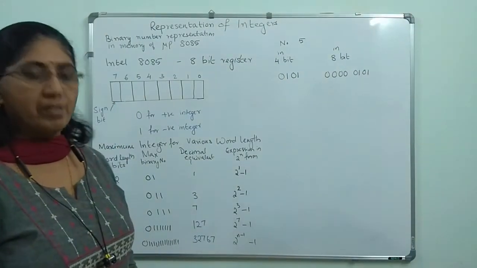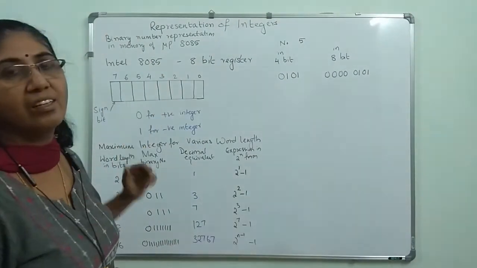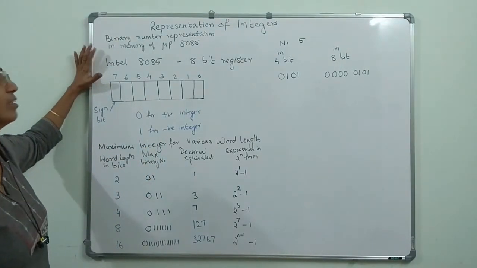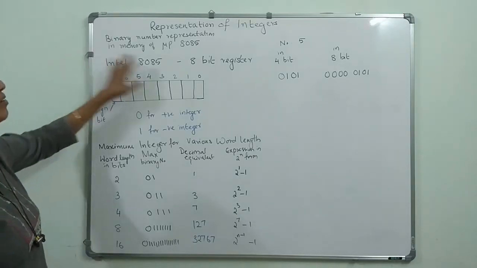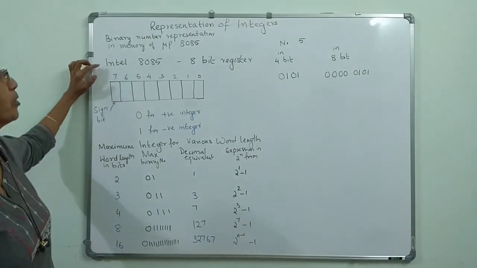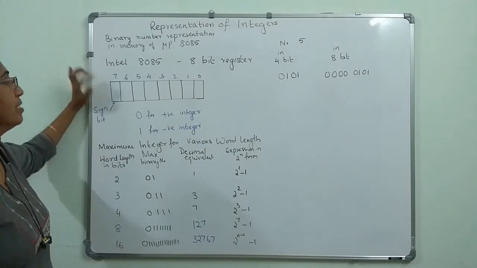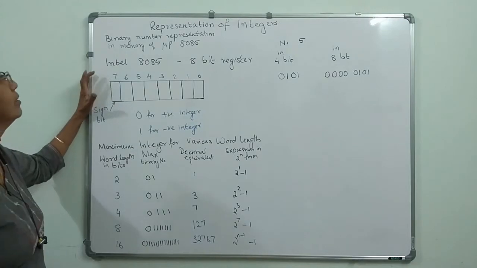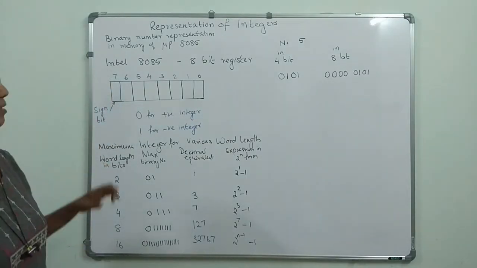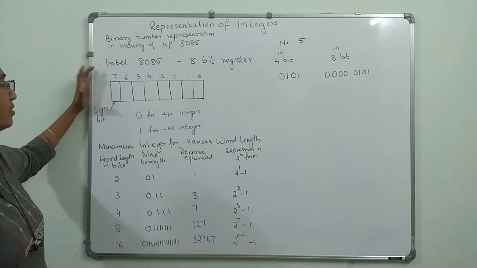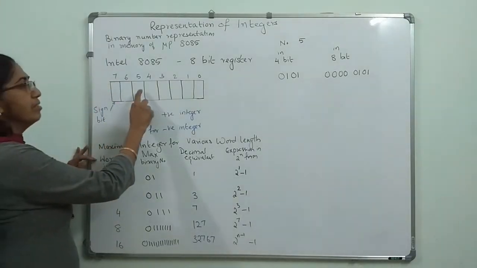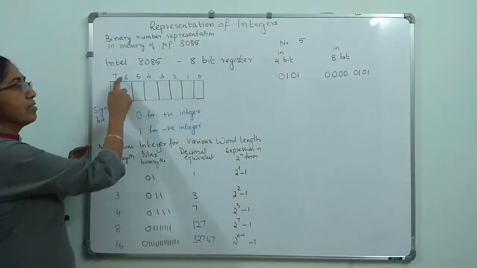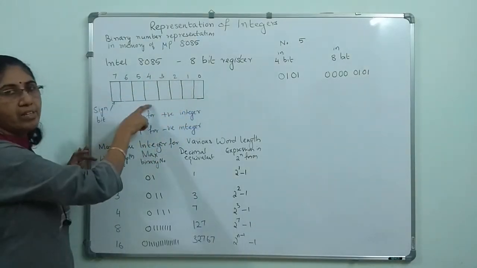Let us see how to represent integers using this representation. Let us consider the case of a microprocessor. 8085 is an Intel microprocessor with 8-bit register. That means there are 8 bits in which you can store the data as 0 or 1. So how to represent numbers in this 8-bit? That is what we are going to discuss now. This is the 8-bit where you can assign values 0 or 1. You can see there are 8 bits, 0 to 7.